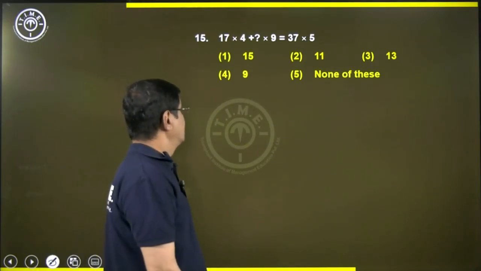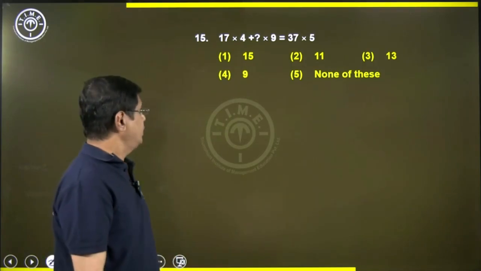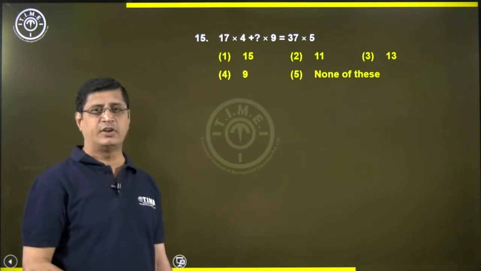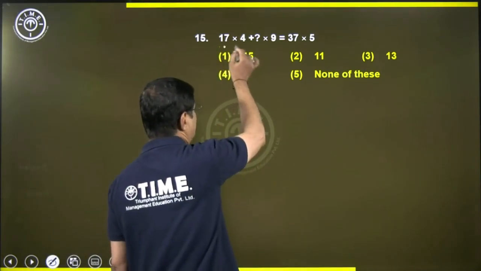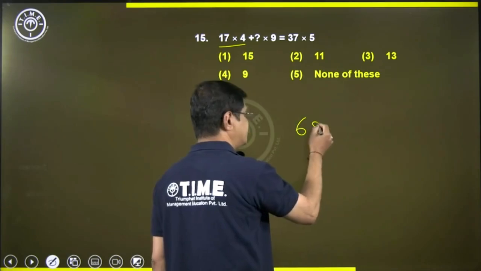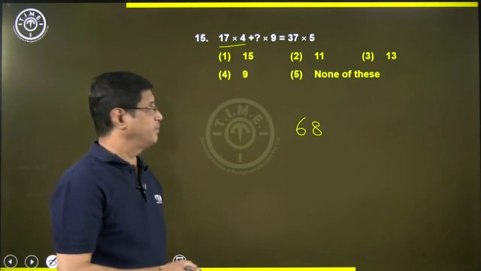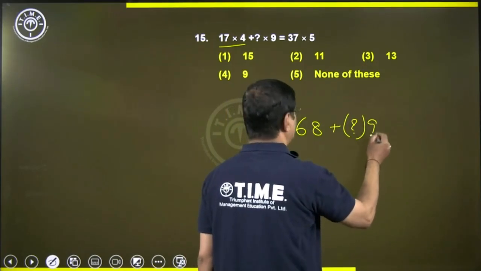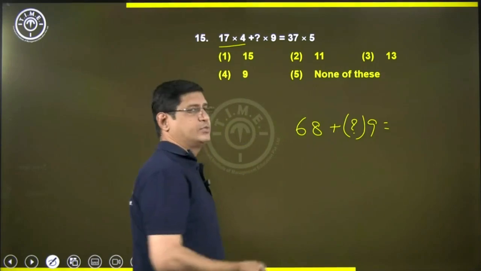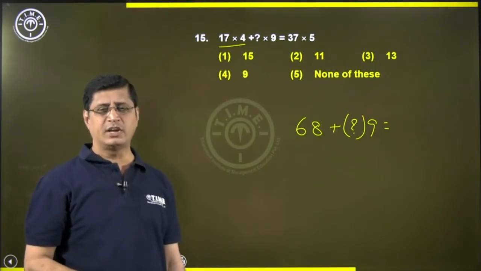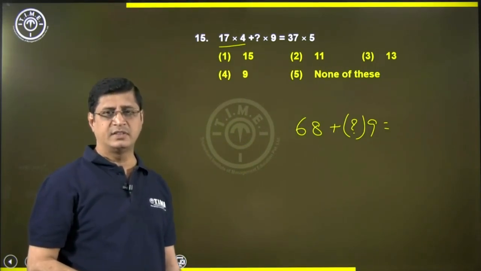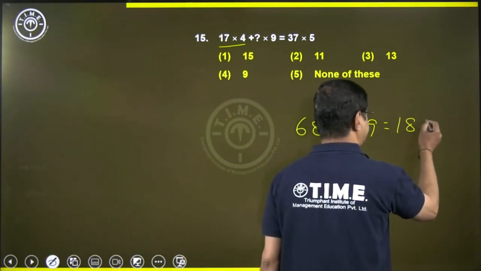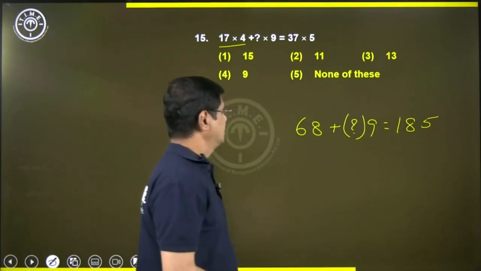17 into 4 plus question mark into 9 is equal to 37 into 5. The product of these two numbers, that is 68, 4 times 17, plus question mark into 9 equal to 5 times 37. 5 times 30, 150. 5 times 7, 35. 150 plus 35, 185. Yes. Now just observe.